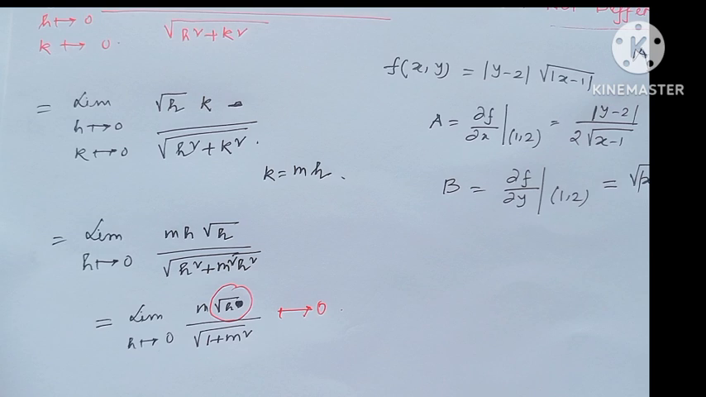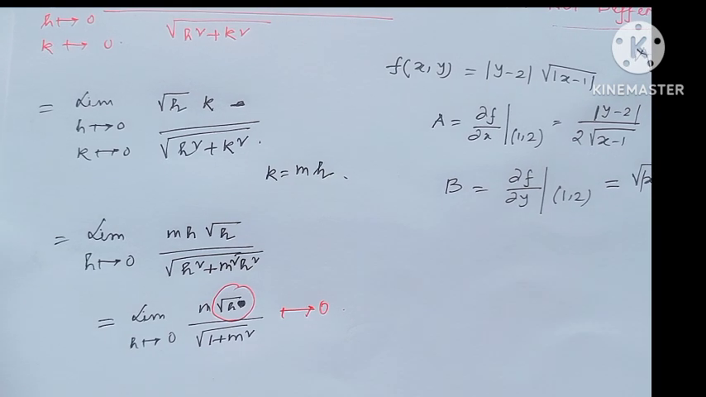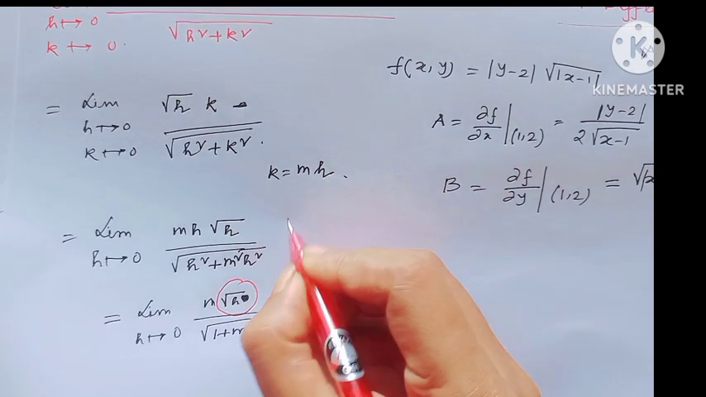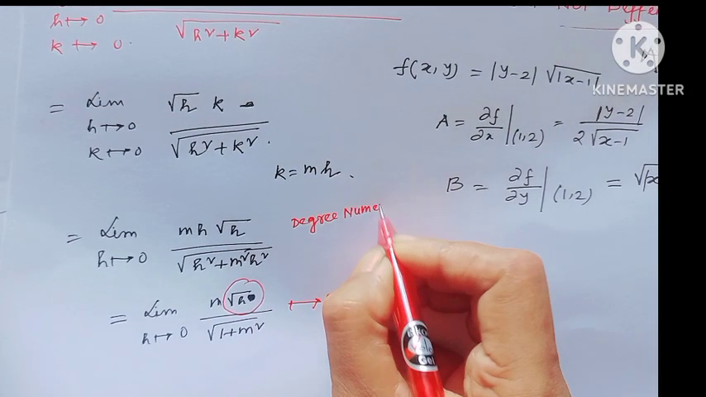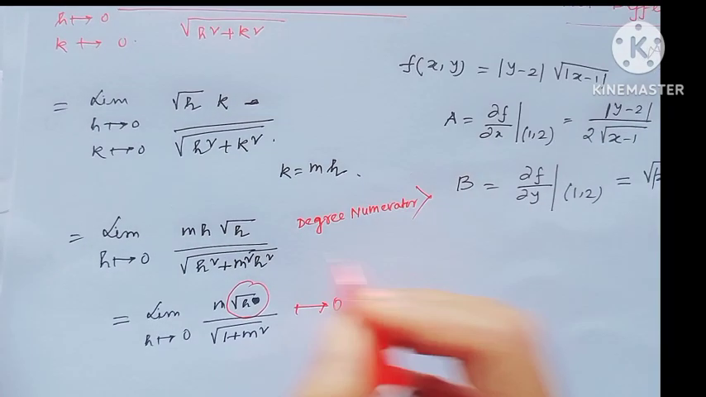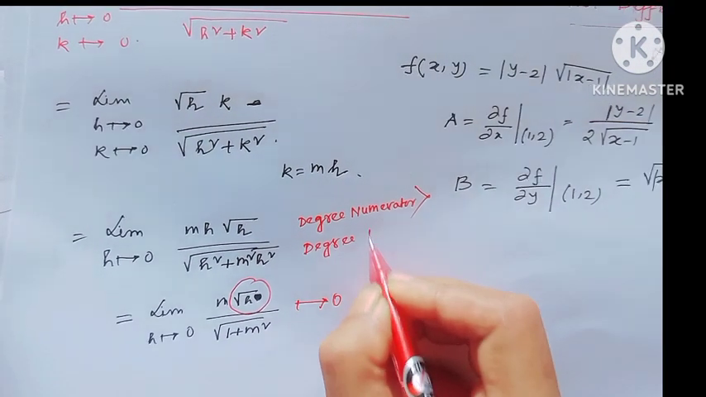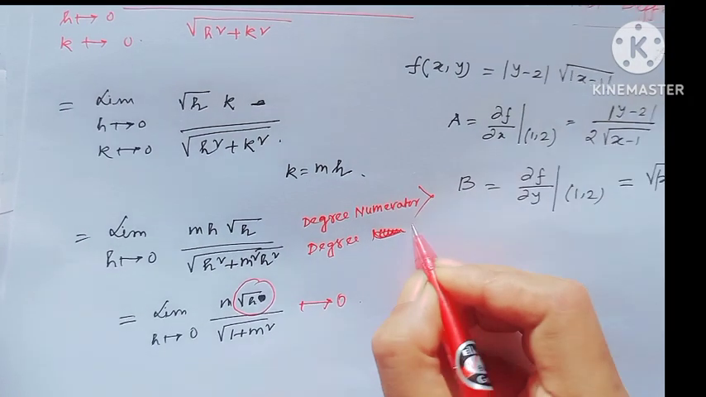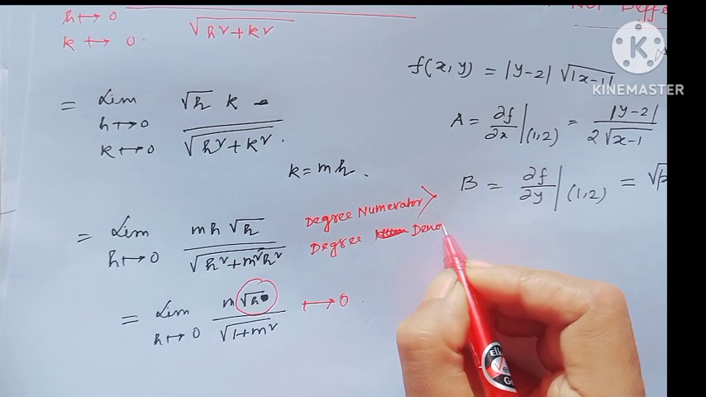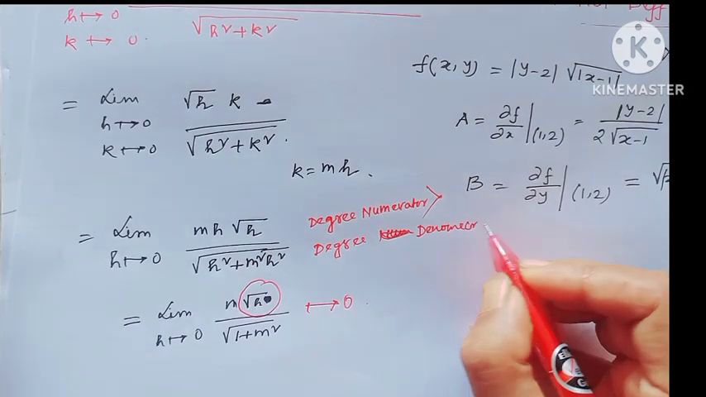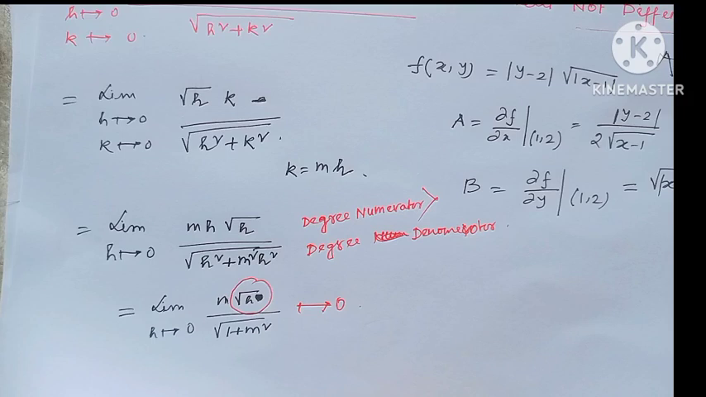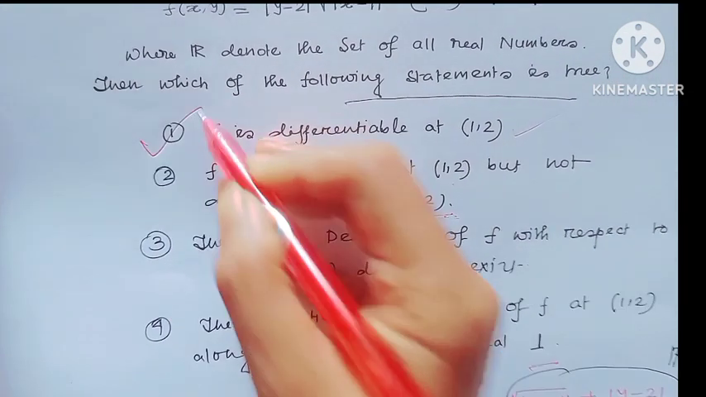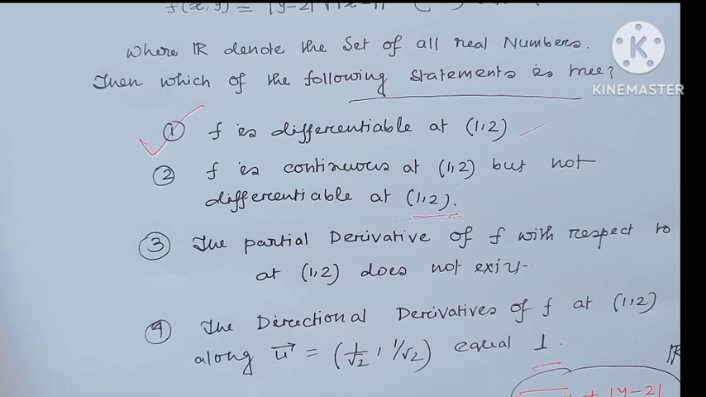I hope all my viewers have understood clearly. Also notice the degree of numerator is greater than the degree of denominator. So the value of the limit always tends to 0. So the function is differentiable at the point 1, 2. That means this is the right option. F is differentiable at the point 1, 2.